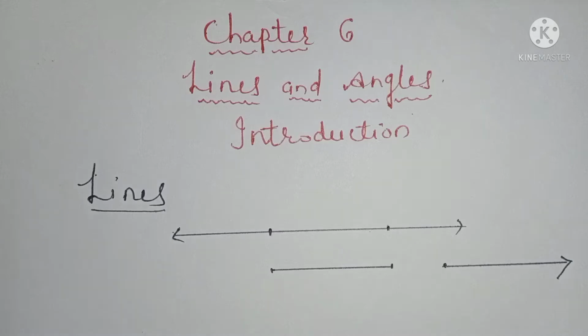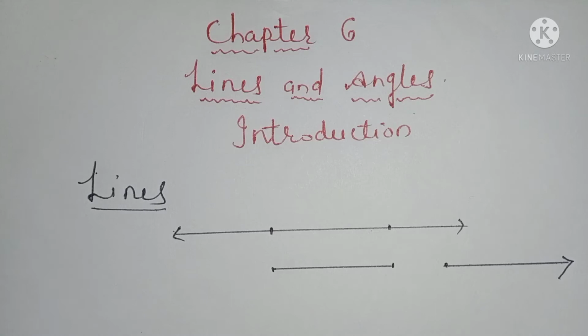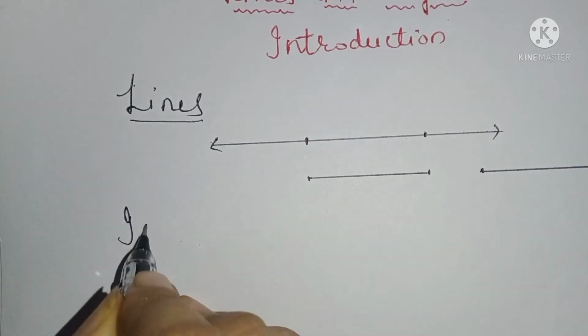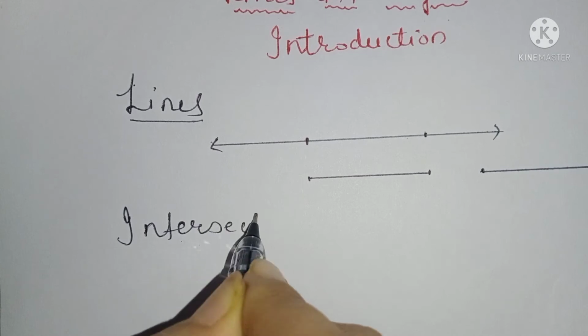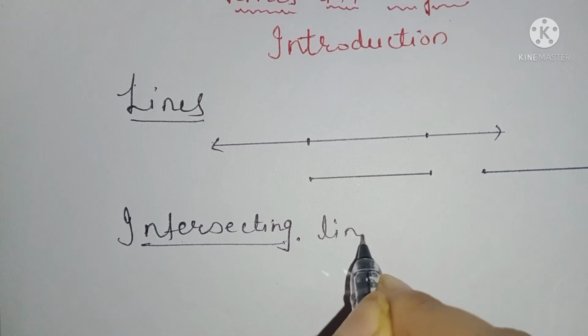Then the different types of line. This also you know, कि what are the different types of line. There are different types of line like intersecting line. Let's see what is intersecting line. Intersecting lines are the lines which intersect each other at a point, right?